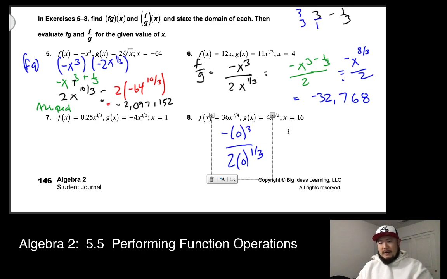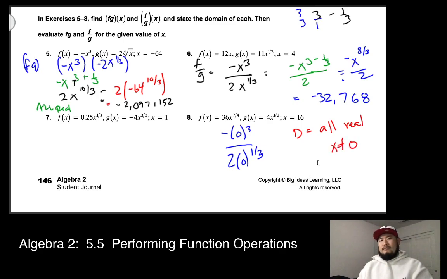My domain right here ends up being, we could say, all real except x cannot equal 0. And there you have your domain. So especially when it comes to dividing, you've got to remember that we cannot have 0 in the denominator because that gives us no solution. If you plug it into your calculator, you're going to get an error, or it'll just mess up. So keep that in mind.